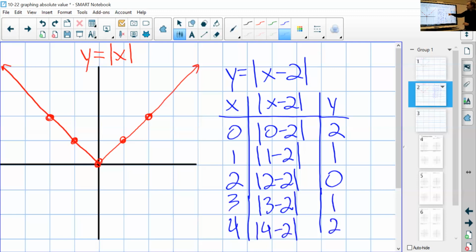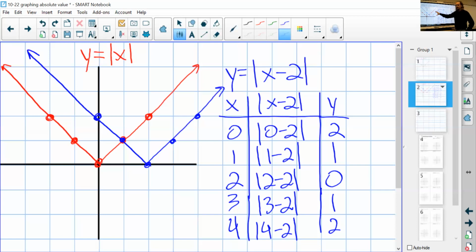So we can see it here. That makes our V shape. It goes down, then it comes back up. So we plot this out. We have points of 0, 2, 1, 1, 2, 0, 3, 1, and 4, 2. It's not perfect. It'll work. You get the idea.